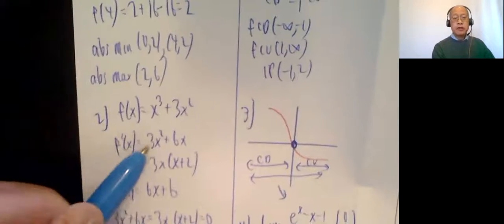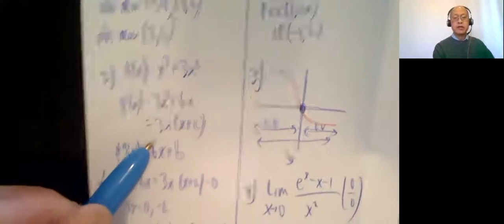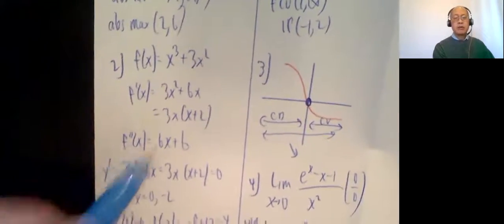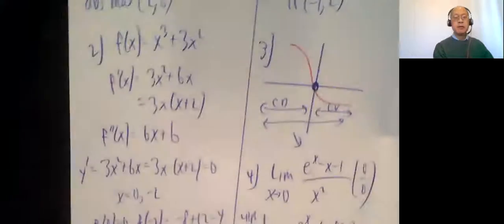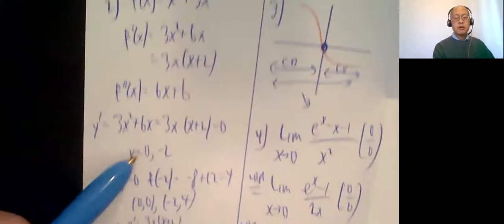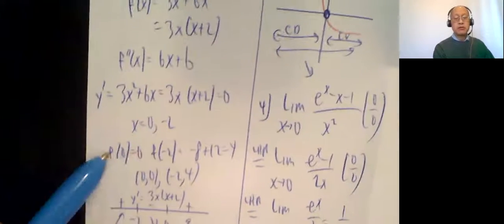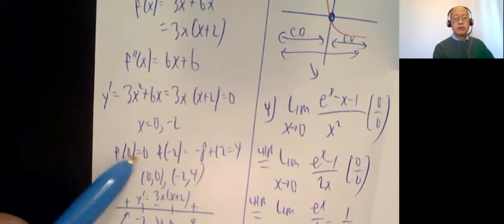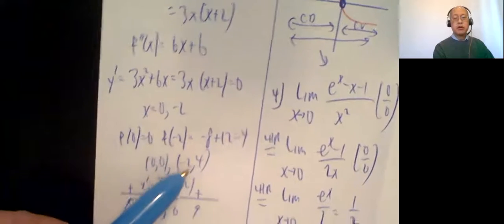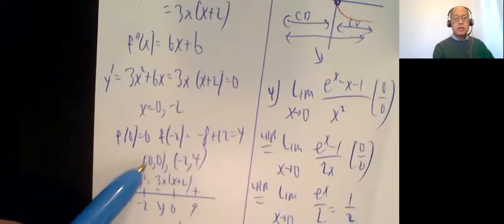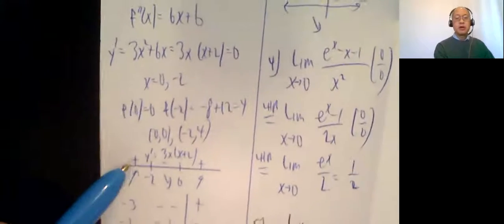Number 2, f prime is 3x squared plus 6x, which factors into 3x times x plus 2. F double prime is 6x plus 6. Set y prime equal to 0. That gives me 0 and negative 2. F of 0 comes out to be 0. F of negative 2 is 4. I have (0, 0) and (negative 2, 4).